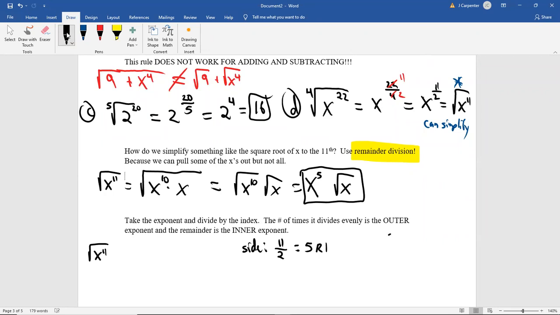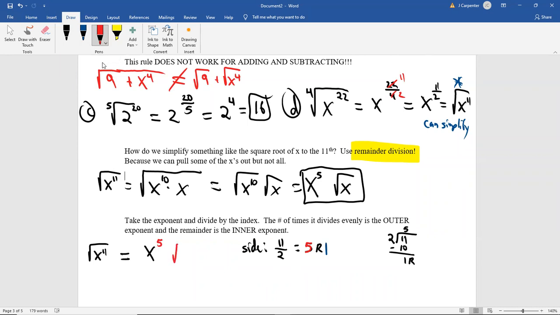If you need to see that work, you can do it this way. 2 goes in 11 5 times. 5 times 2 is 10. Subtract and you get 1, which is your remainder. So the 5 is the exponent outside. Let me show this with color. So we have x to the 5, because that's how many times it will actually work out perfectly.